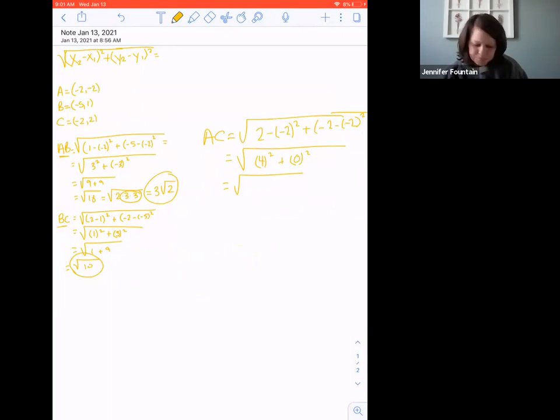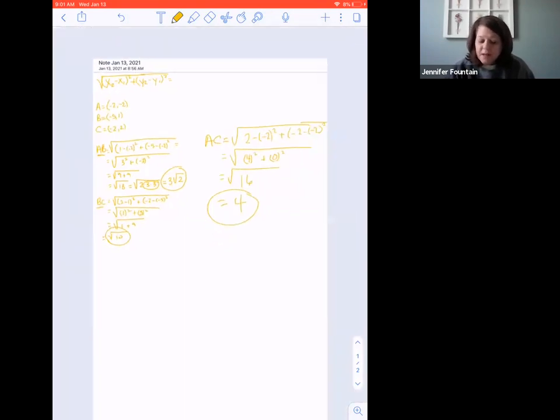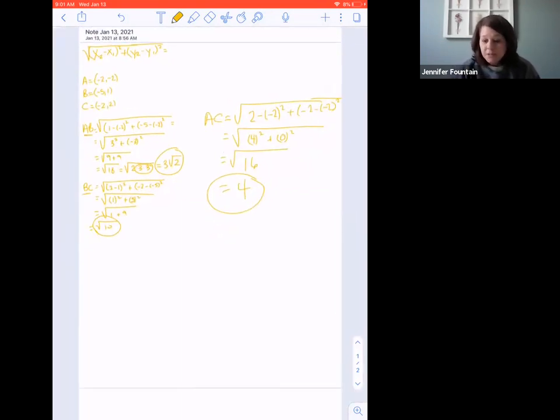One, two. I've got 2 minus -2, so -2. Okay, so I've got 4 squared is 16, so that equals 4. All right. So now I can see the length of all of my sides of my image, my pre-image.